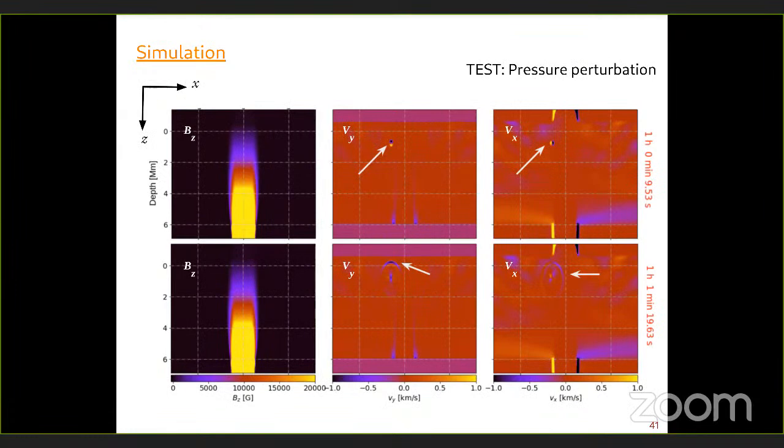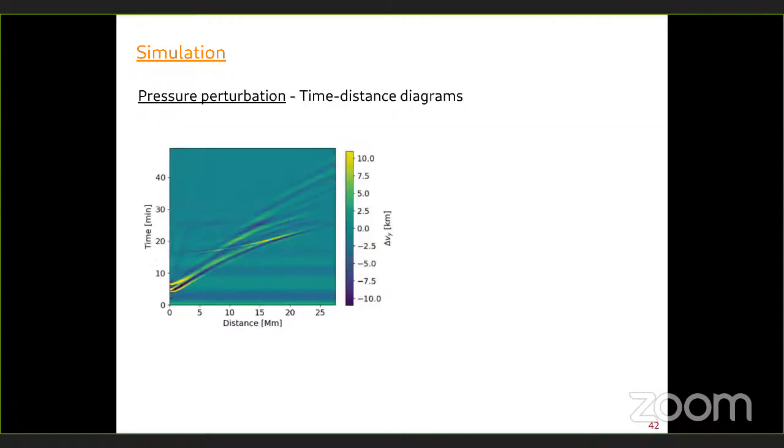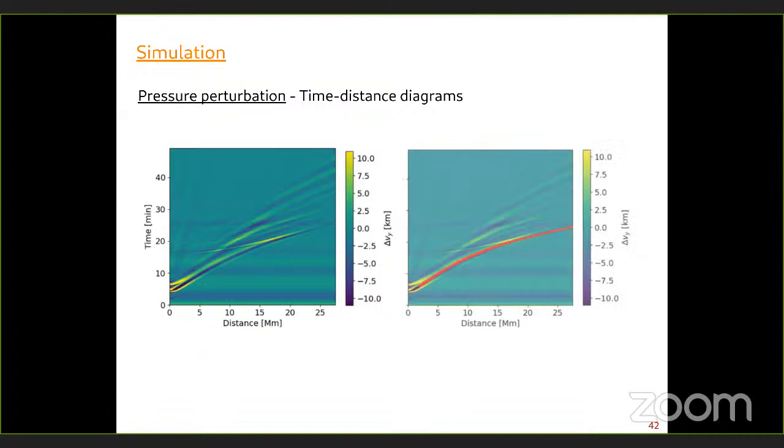To test the validity of the simulation, we provide a pressure perturbation related to these usual sample events. We make perturbations in pressure, as shown here by these two arrows in the top row. After some time, we see wavefronts traveling in all directions in the solar interior. So we can calculate time distance diagrams, as for example this one, in which the first ripple shows the propagation of the sample event. And we can overlay this ray path approximation in here.